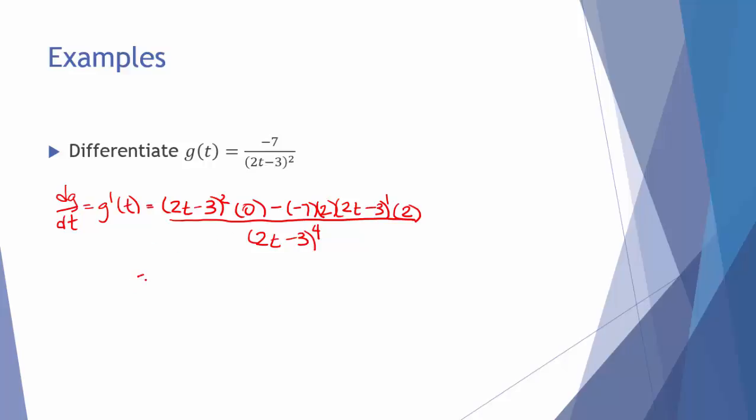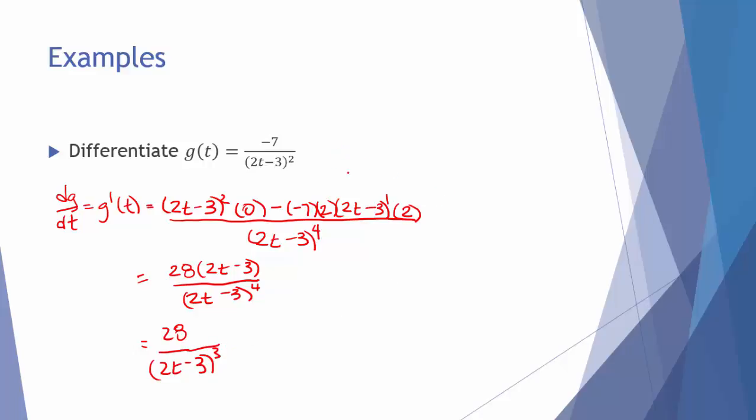So when we clean that up, notice the first term gets multiplied by 0. So it becomes 0. My second term becomes positive, and I get 7 times 2 times 2. That'll be 28 times 2t minus 3 to the first power, so I'm just not going to write that, over 2t minus 3 to the fourth power, and those are nicely going to cancel, and I get 28 over 2t minus 3 to the third power. That is one way of going about this.